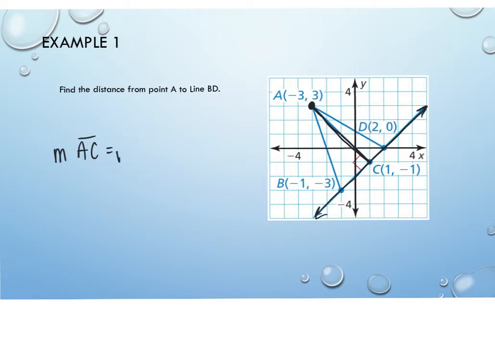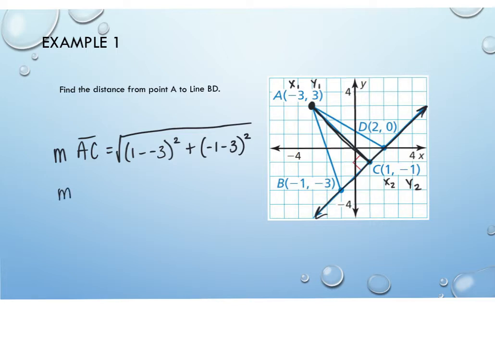In order to find that, we have to find the square root, remember, the distance formula of, and we'll label this one x1, this one y1, this one x2, this one y2. So we're going to do x2 minus x1, which is 1 minus -3 squared, plus, and then y2 minus y1, which is -1 minus 3, and we square it.